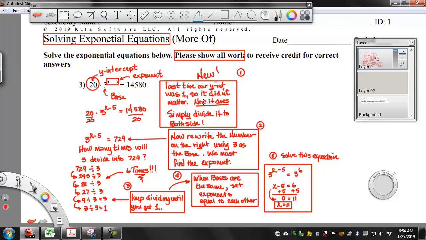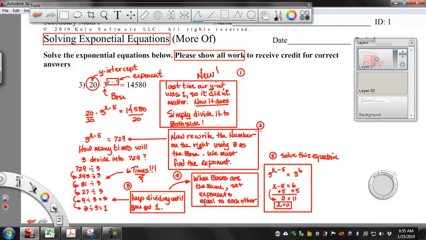That number's not 1, so we have to get rid of this. And so what you have to remember is you have to divide that out to both sides. So you see I have a 20 here. 20 divided by 20 will get this to go to 1, and that's what we want. We want that y-intercept to be 1. So if I do it to one side, I have to do it to the other. Now go ahead and take your calculator, and if you divide 14,580 by 20, you get 729. So this goes back to what we were doing the other day.